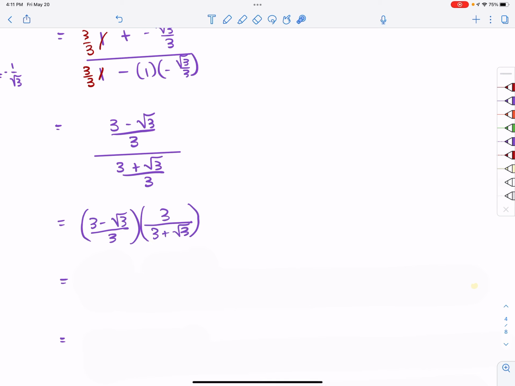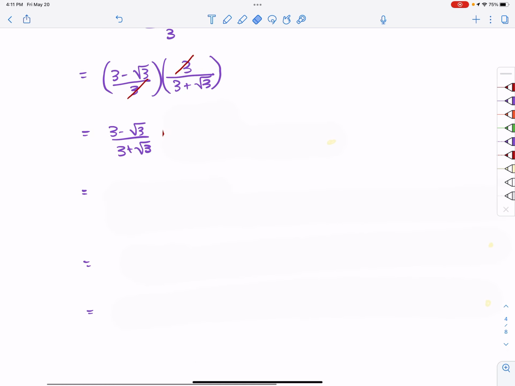So you notice that I took the bottom and I flipped it over. I got the reciprocal of it. And now I can see that my 3's will cancel on top and bottom, so that what's left over is 3 minus root 3 all over 3 plus root 3. I would love to tell you that you're finished, but unfortunately we know that in math it's not proper to have a root in the bottom.